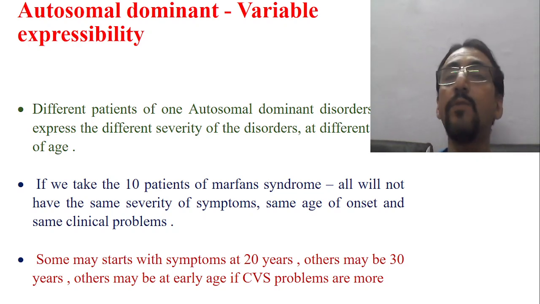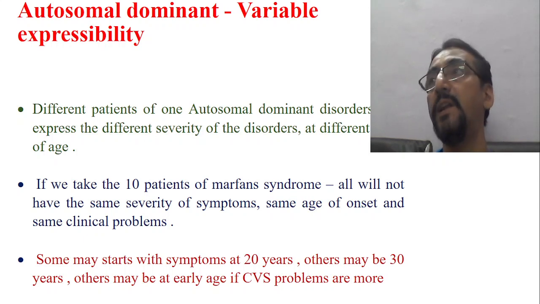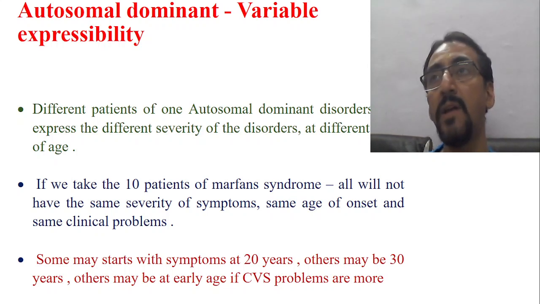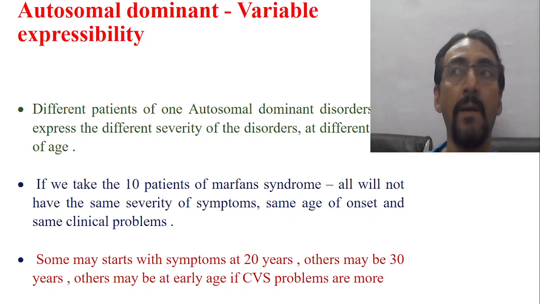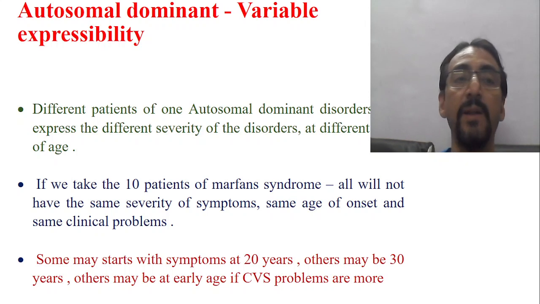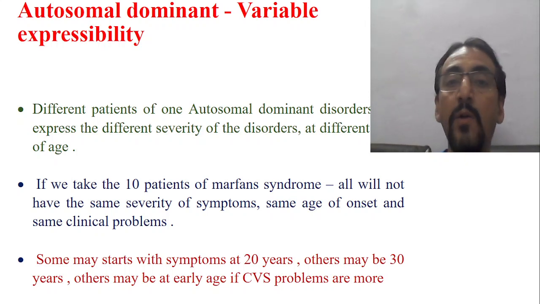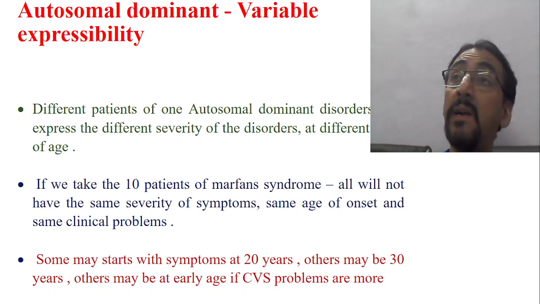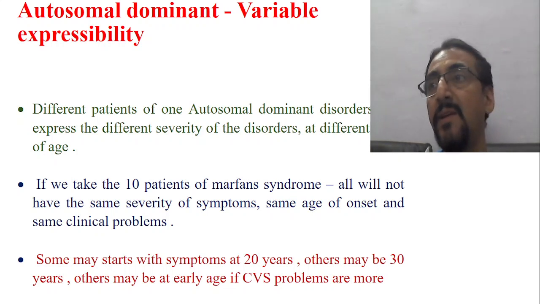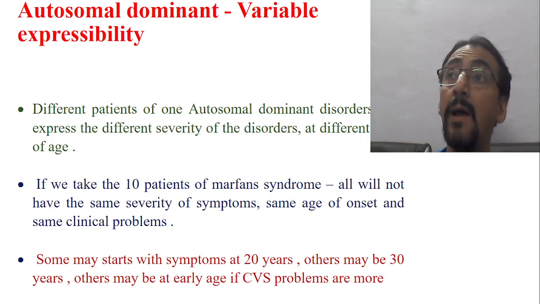Another important nature of autosomal dominant trait is variable expressibility. We have seen the penetrance, low penetrance, high penetrance, then no skipping of the generations, then pleiotropy. Now look into variable expressibility. What do you mean by variable expressibility? Different patients of one autosomal dominant disorder may express different severity of the disorder at different ages of onset. The symptoms may be presented at different ages, and may be present with different severity.